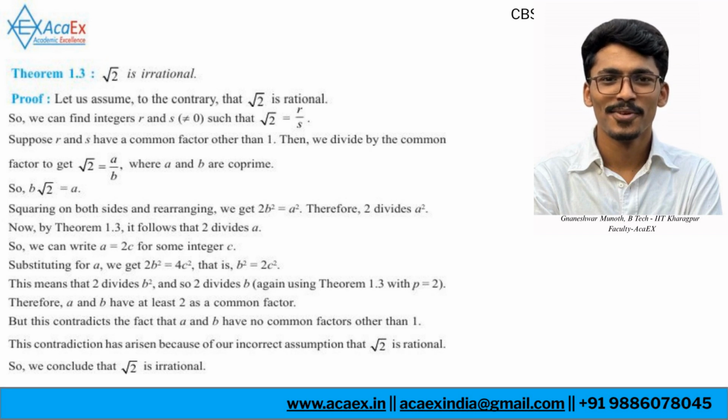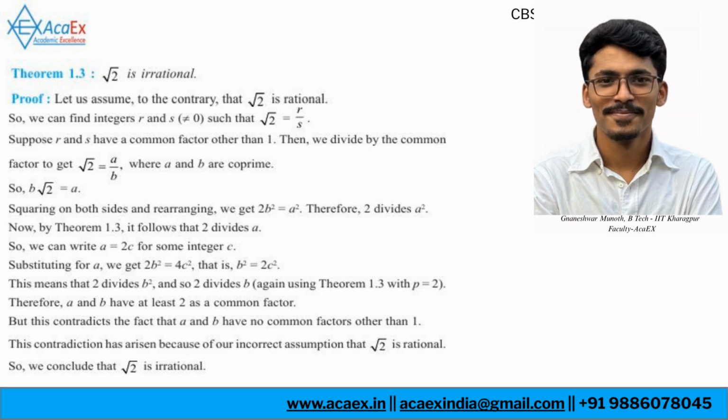Squaring both sides gives 2 equals a squared by b squared, which rearranges to 2b squared equals a squared. This shows that a squared is divisible by 2. Apply theorem 1.2. Since a squared is divisible by 2, a must also be divisible by 2. So we can write a equals 2c for some integer c. Substitute and simplify. Substituting a equals 2c back into the equation gives 2b squared equals (2c) squared, or 2b squared equals 4c squared, which simplifies to b squared equals 2c squared.